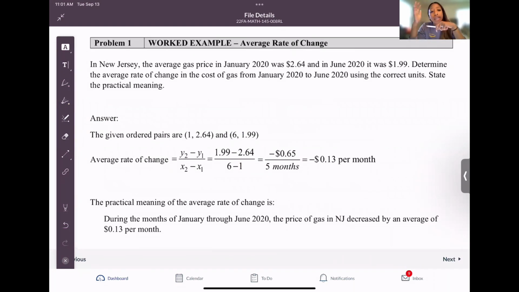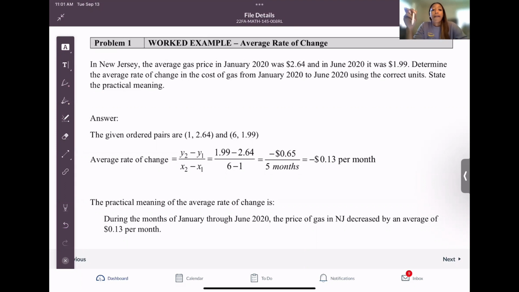Problem number 1 is a worked out example for us. In New Jersey, the average gas price in January 2020 was $2.64. The good old days. In June 2020, well, those are kind of the bad old days, gas got cheaper because nobody was going anywhere. It was $1.99. Determine the average rate of change in the cost of gas from January to June using the correct units. State the practical meaning.